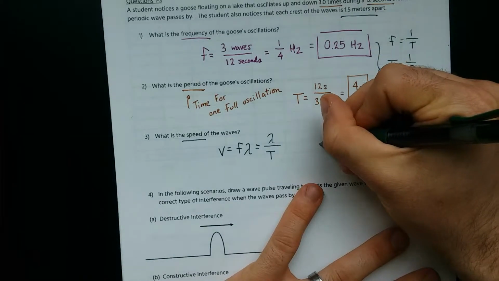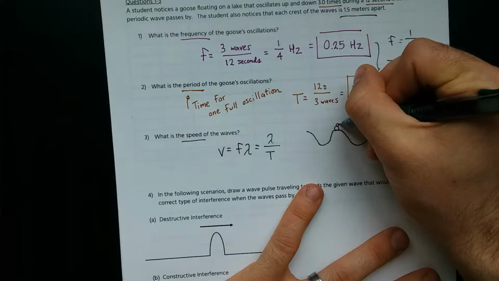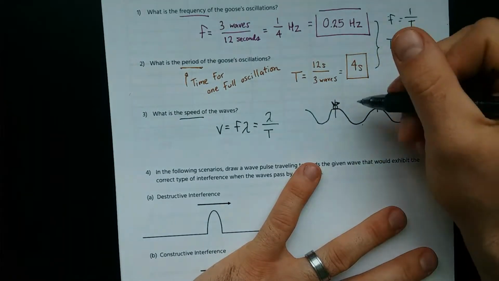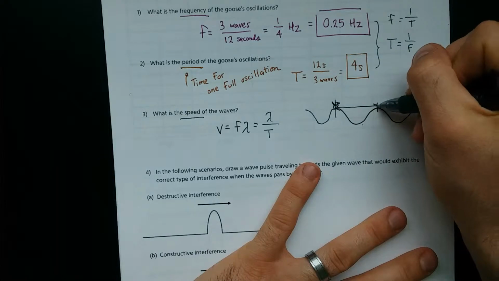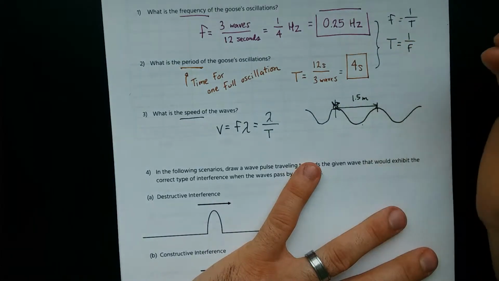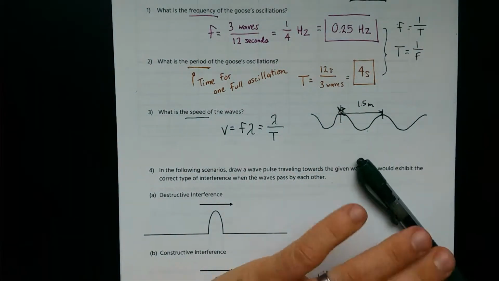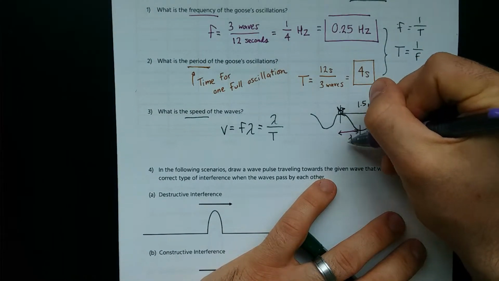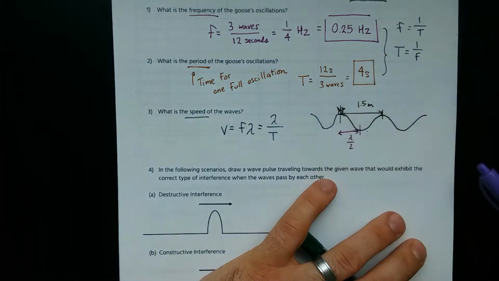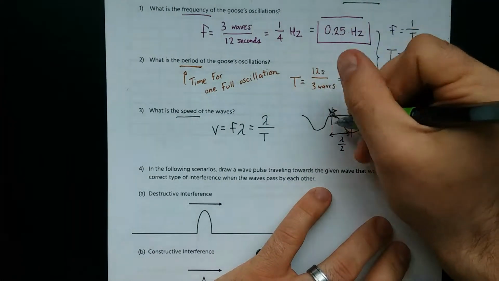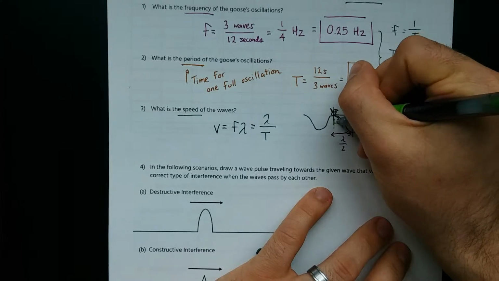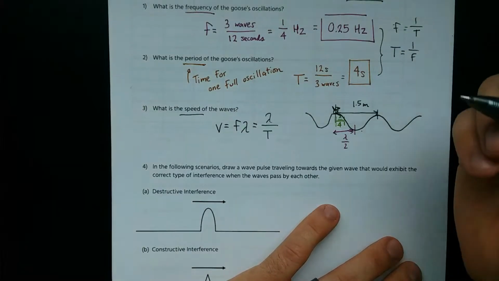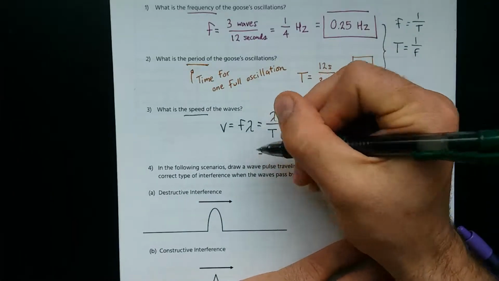So if our goose is right here, 1.5 meters away is another crest. And that must be the wavelength. The distance from a crest to a trough is half of a wavelength. And the distance from crest to equilibrium is 1/4 of a wavelength. But in this case, the problem just gave us the full wavelength. It won't always do that, but it did here.